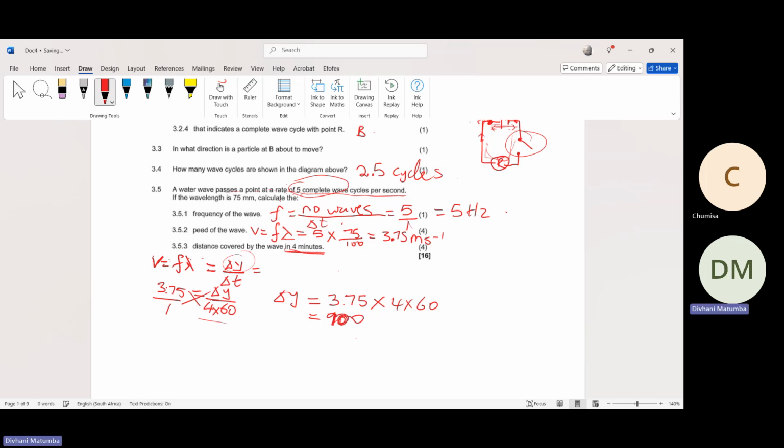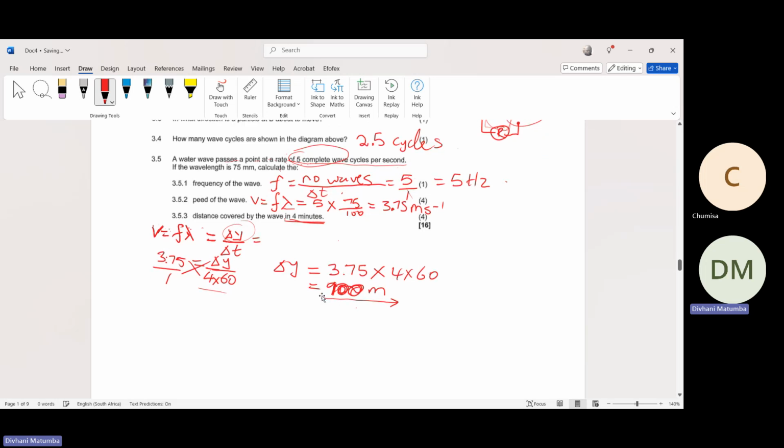What is the standard unit of distance? Meters per second. That's speed. Oh, you keep on confusing distance and speed. That is speed. You must be careful. So that's about it.